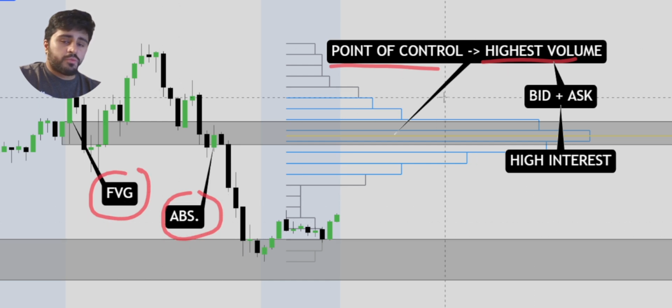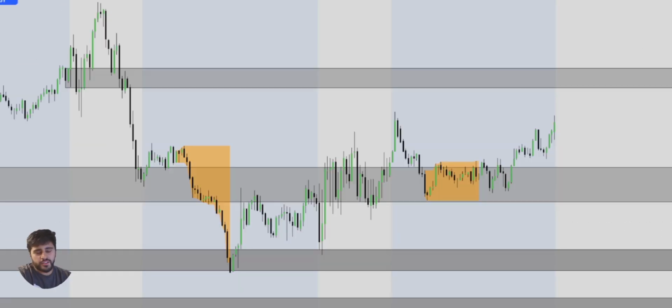Fair value gap, absorption, and volume. I often say to traders, you can avoid 90% of your losses if you simply waited for the markets to trade at your key levels. And so I used to be a trader where I would try to force and catch moves in between levels, right?